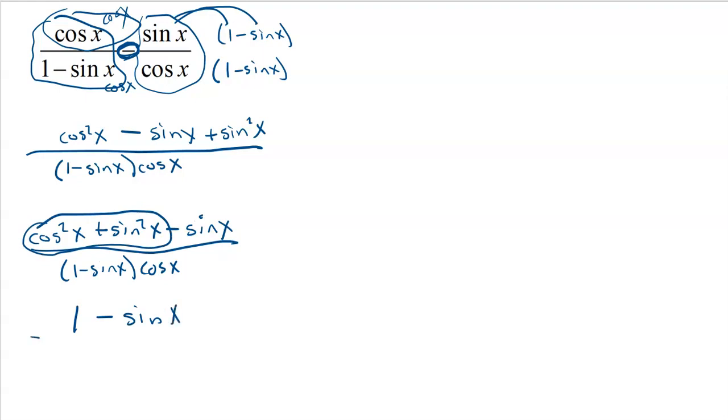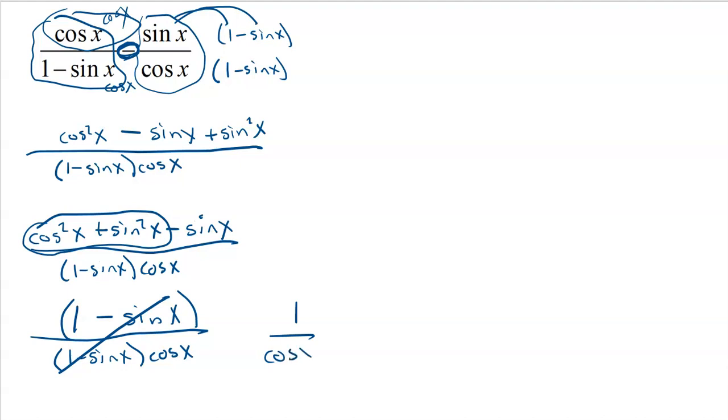So now I have 1 minus sine of x over 1 minus sine of x times cosine of x. And wait a minute. There's a 1 minus sine of x on top, and there's a 1 minus sine of x on the bottom. They're going to cancel. A number over itself is just 1. So all that's left is 1 over cosine of x, which of course I'm going to make secant because of the reciprocal identities. Talk about a dramatic change.